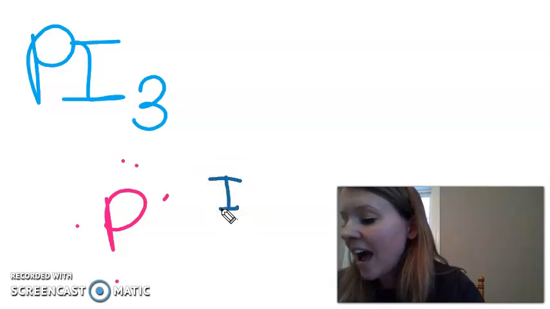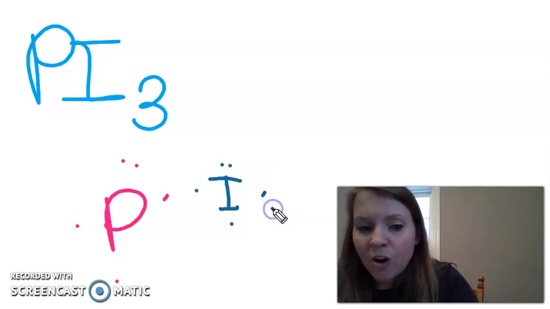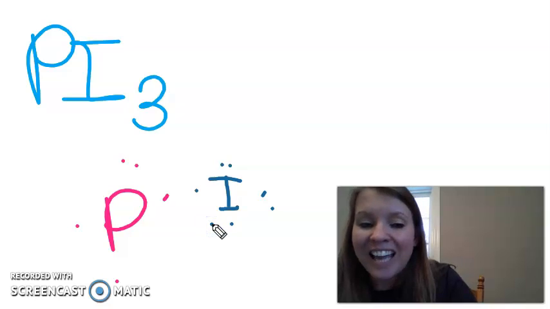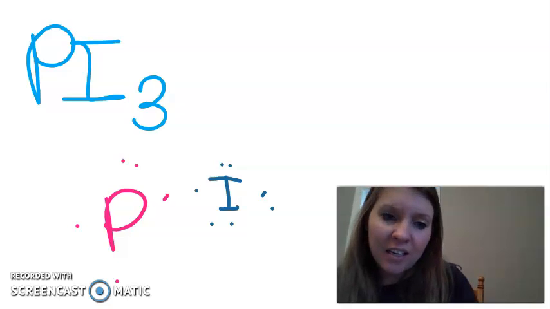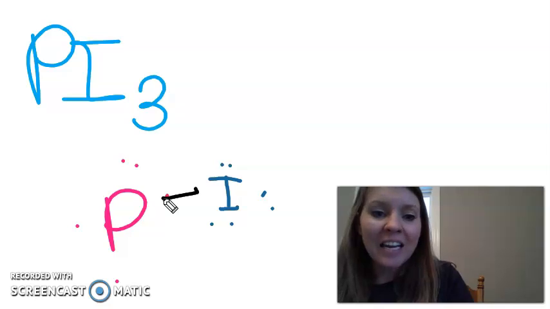Now remember, iodine's a halogen, so it's set next to the last column. So it's a salt former, it's super reactive, and it only has 7 valence electrons. And because it only has 7 valence electrons, it only needs 1 more. So by sharing his 1 electron with phosphorus, this iodine now has 8, or has access to 8, right?